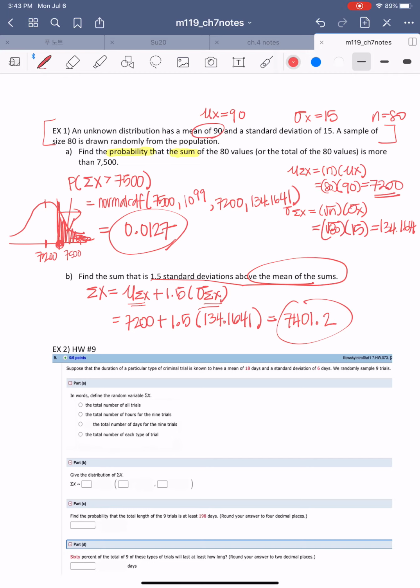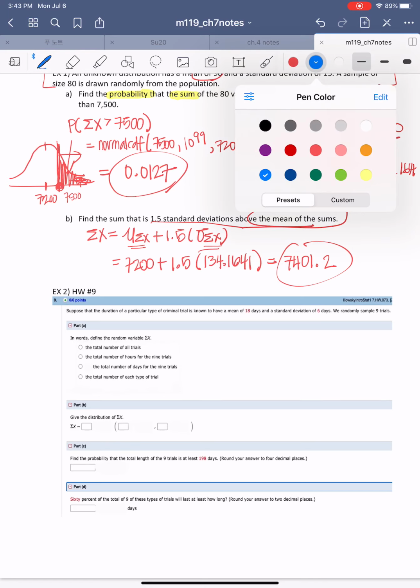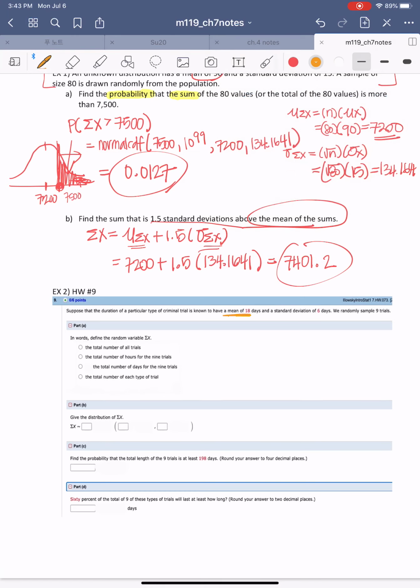Right, one more. Number 9, suppose that the duration of a particular type of criminal trial is known to have a mean of 18 days, standard deviation of 6, sample of 9. Be careful with your mean. You see that in the sentence, there's nothing that says sample mean or sample sum. So this is just mu of x equal to 18, for the variable x. Standard deviation of x equals 6, and then sample size of 9.